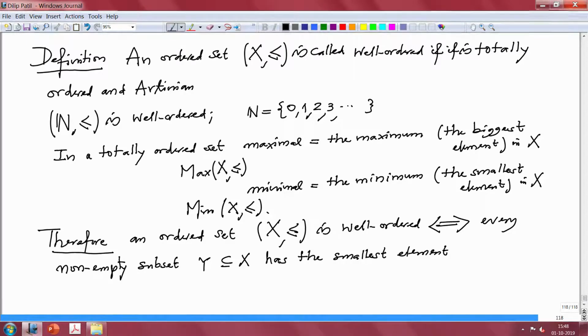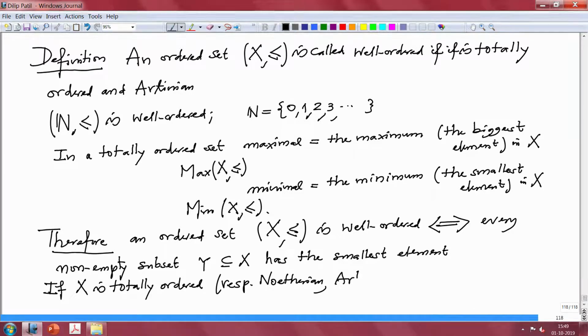Okay, so some more examples. If X is totally ordered, respectively Noetherian or Artinian or well ordered, then so are its subsets, with respect to, of course, the induced order on them.